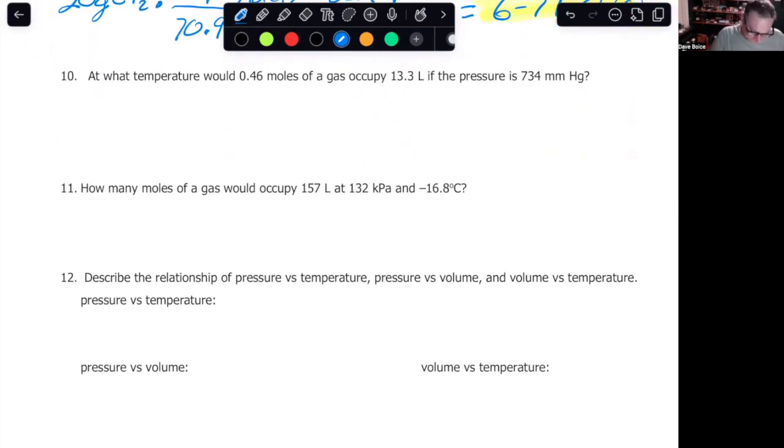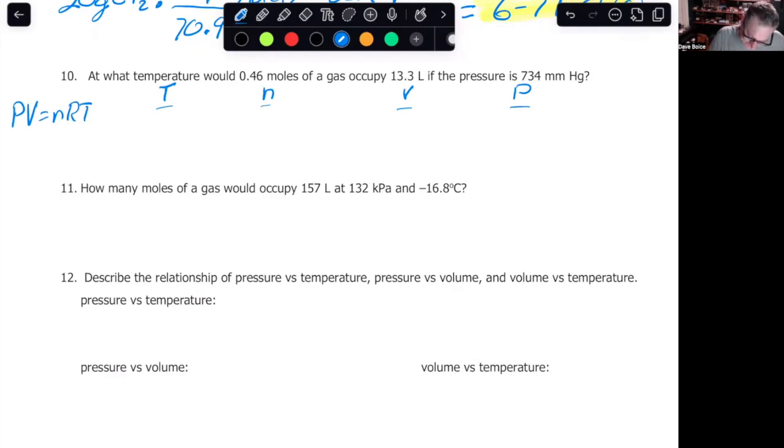Okay, at what temperature would 0.46 moles of gas occupy 13.3 liters if the pressure... Okay, so I've got a temperature and moles. Let's come back to that. I've got a volume and I have a pressure, but I don't see anything changing here, right? So I am thinking PV equals nRT. I'm trying to describe the gas as it is, right? Now, moles, that's N. So I have P, V, N, and T. The only thing I'm missing is R.